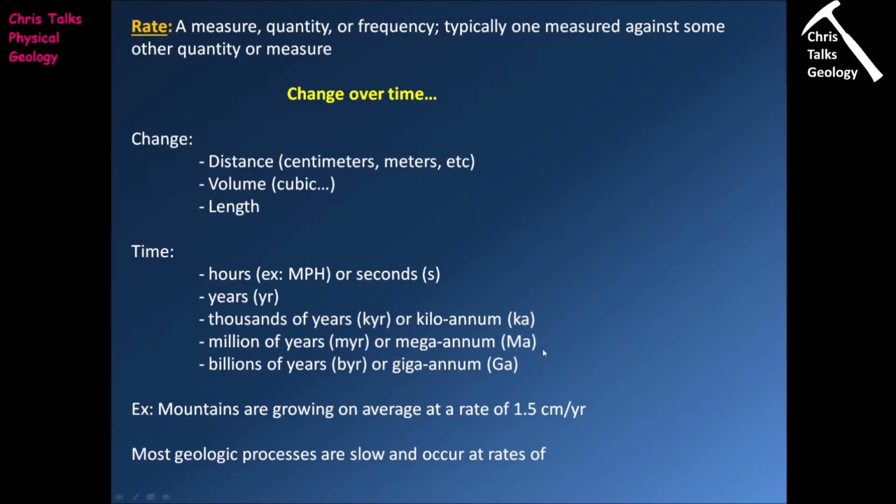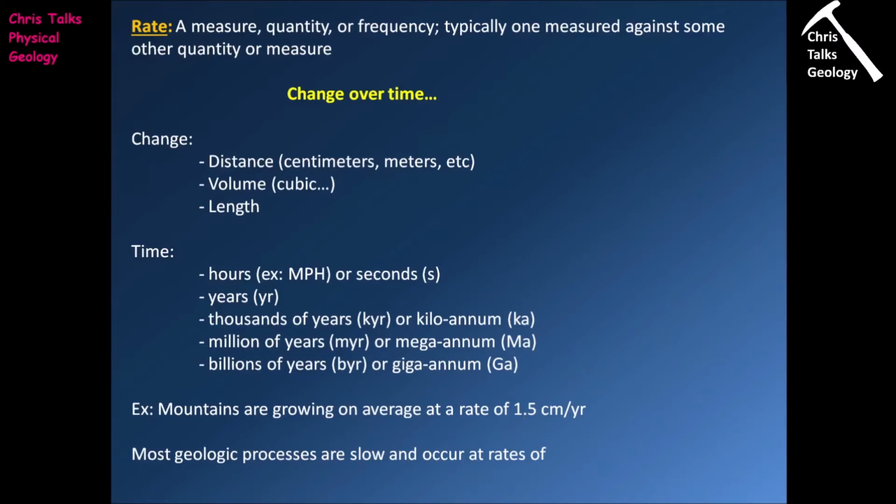So essentially a megaannum is representative of a million years. A gigaannum is representative of a billion years. So if you see a number and it's 2.0 Ga, that essentially means 2 billion years of time. Now, in terms of the rates at which geologic events occur, they are typically relatively slow. So an average rate for mountain growth is somewhere around 1.5 centimeters per year.